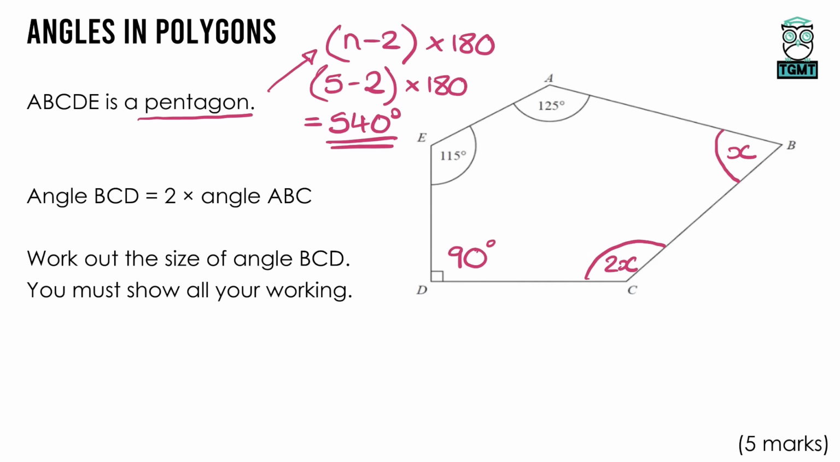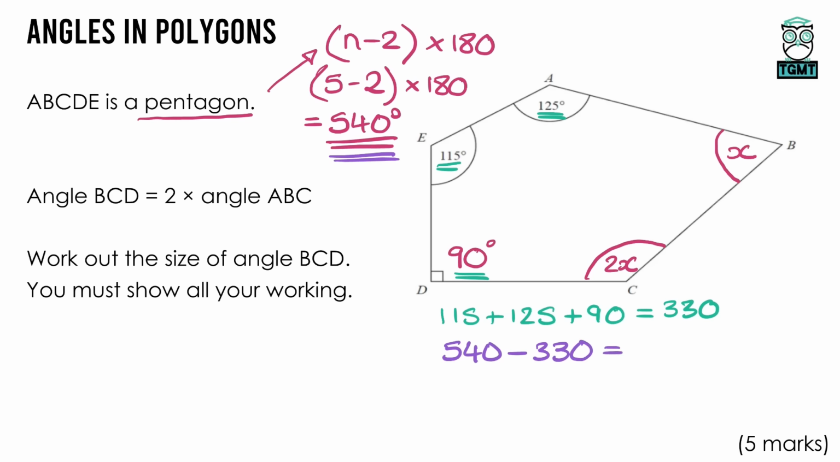So I'm going to start by just adding together 115, 125, and 90, and seeing what we have left over. So 115 plus 125 plus 90, that's what we have currently within this pentagon. If we add that up on the calculator, that gives us a total of 330 degrees. Now we know the total was 540, we wrote it here. So 540, take away the 330 that we already have. Doing this on the calculator, that leaves us with 210 degrees, which is split between these 2 angles.